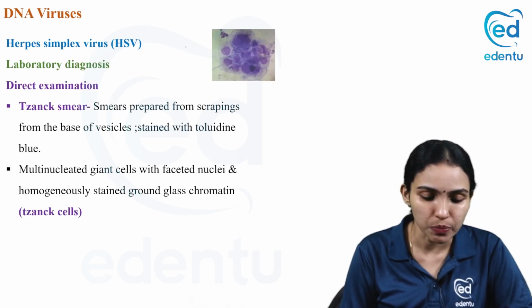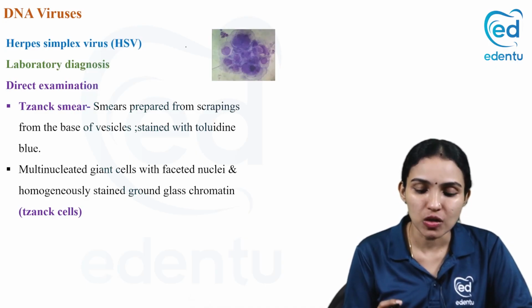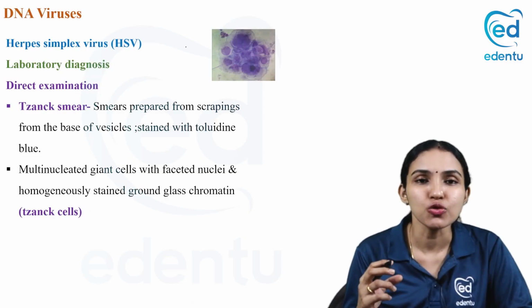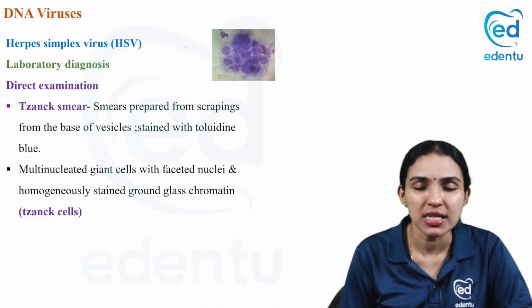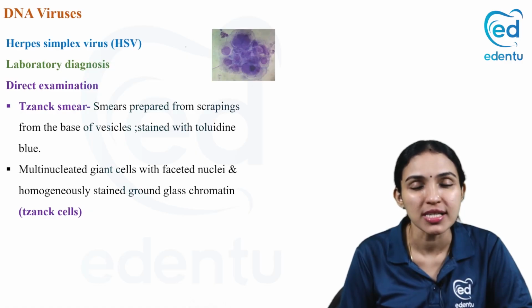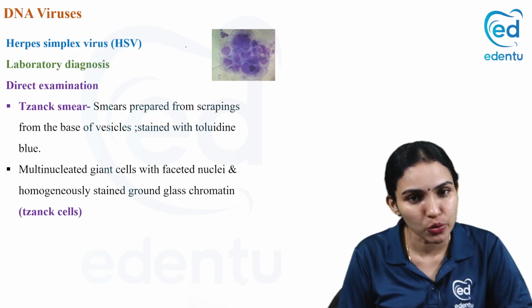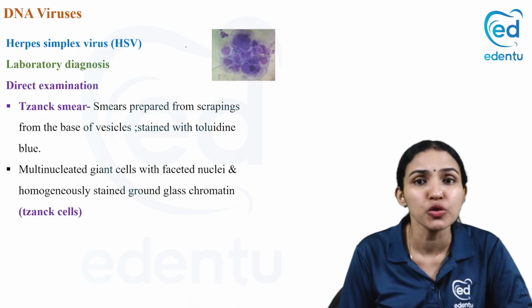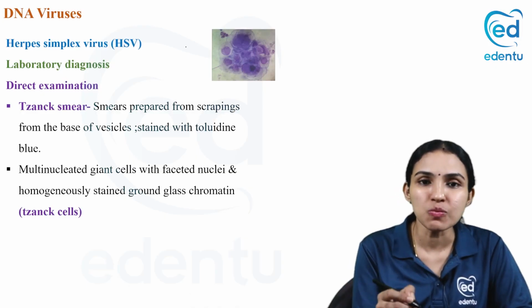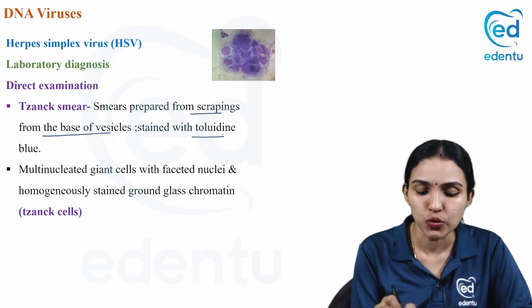What you're going to do with the sample? Basically, herpes has a special property. It can cause fusion of the infected cells, leading to multinucleated giant cell formation. These multinucleated giant cells can be visualized by light microscopy. Though the virus is very small, you need an electron microscope to visualize the virus itself. But since this virus produces multinucleated giant cells, and also produces inclusion bodies, you can visualize that with the help of a light microscope. You can do a Giemsa stain or a toluidine blue stain for the smear, and the smear is prepared from the scrapings from the base of the vesicles or the ulcer, and this smear is stained with toluidine blue.